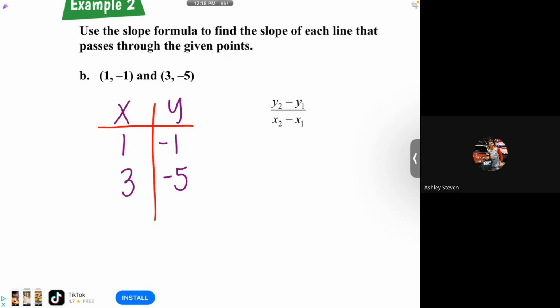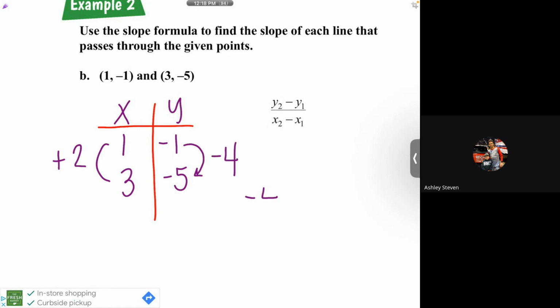How did I get from 1 to 3? How did I get from -1 to -5? -4. I have -4 over 2. What does that simplify down to? -2.